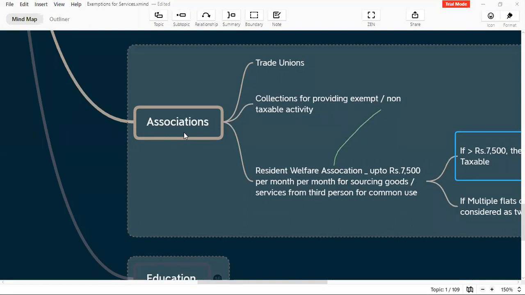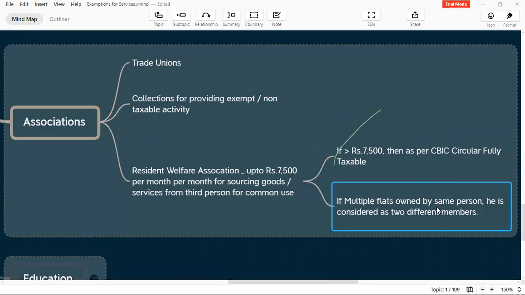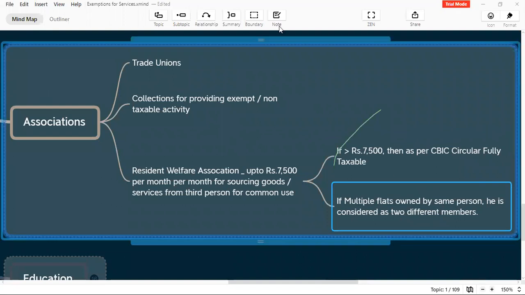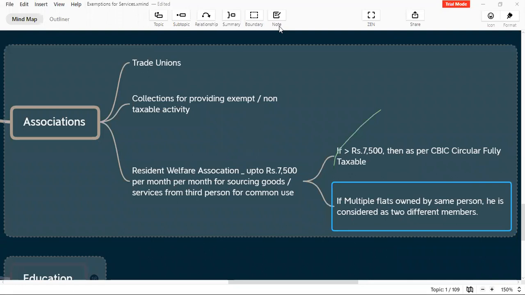The answer was correct from Mr. Ravi. The answer is correct, but again, it should be treated as 3 different members. So there is a circular clarification. Again, the same circular says if multiple flats are owned by the same person, he is considered as multiple persons for the purpose of exemption. So he will be treated as 3 different persons. No GST would be applicable for the same.